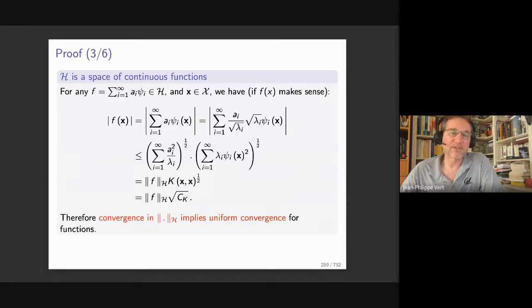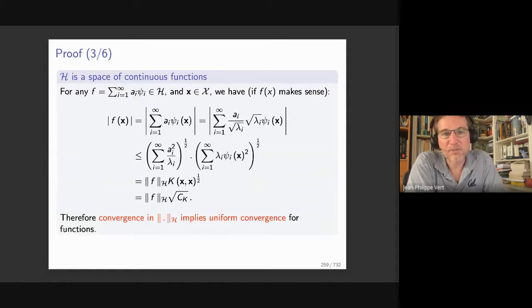So we can upper bound it, if it exists. We already start with an infinite sum, but to be extremely rigorous, we should do the sum for i equal 1 to n and then take the limit. Here we directly take the limit if it exists, to show that the sum of a_i psi_i of x can be upper-bounded using Cauchy-Schwarz by the square root of the sum of a_i squared divided by lambda_i, multiplied by the square root of the sum of lambda_i psi_i of x squared. Now, the first one is finite because this is the constraint when you're in H, and this is exactly the bracket f, f. Because there's a square root, you obtain the norm of f in capital H. And the second one we recover by Mercer's theorem: it's equal to the square root of K of x, x. And so the second one is upper bounded by a number, always the same C_K, with a square root.